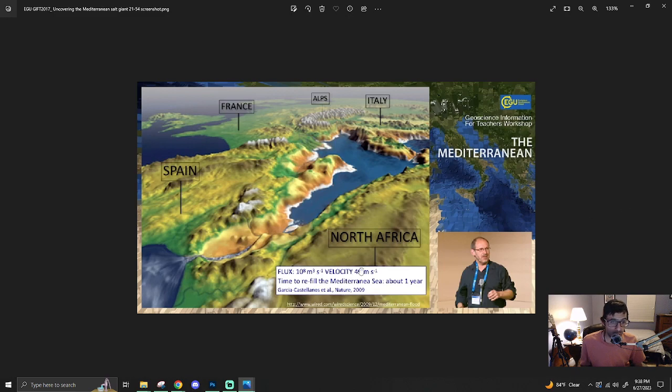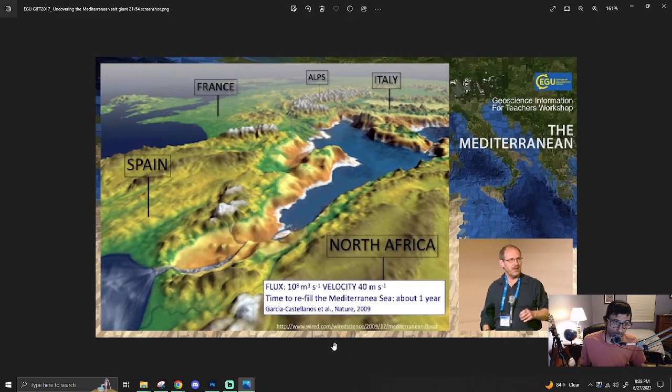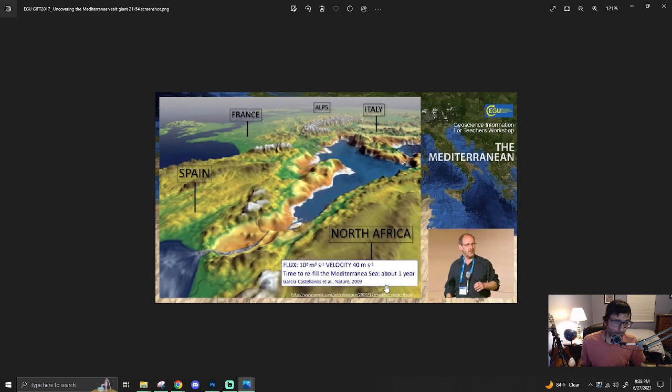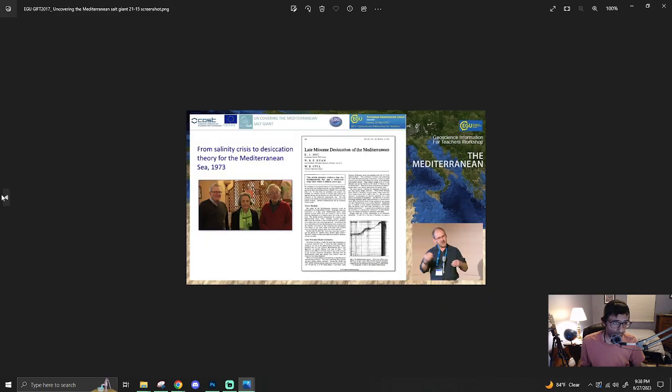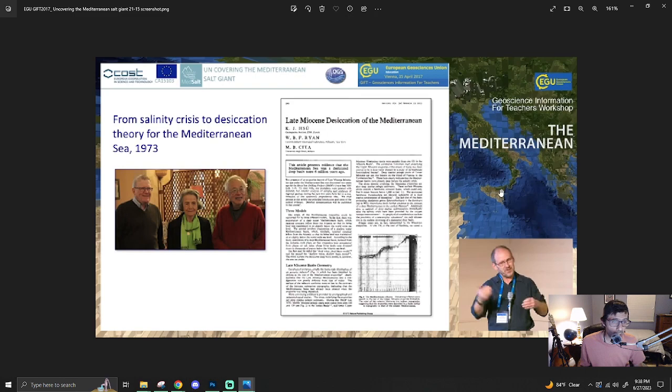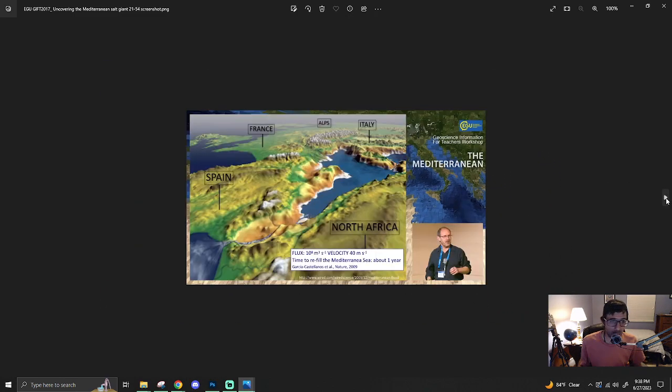Okay, time to refill the Mediterranean Sea: about 1 year. So it quickly refilled in about 1 year, is what people are suggesting. That it drained and then had to refill. I don't know. That's something.